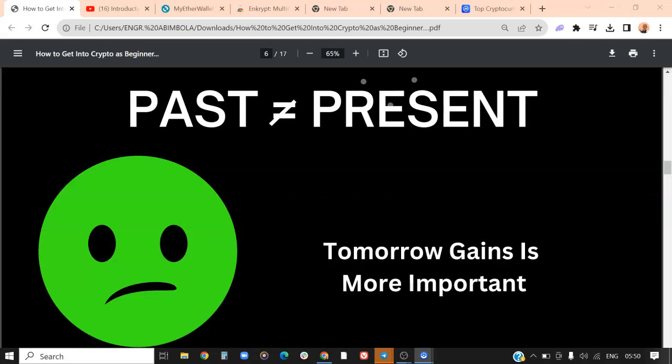The past gains, the historical price action, do not determine the future price action. Know this. A typical example of this was the last bull market. People were expecting the likes of Litecoin, Ethereum Classic to pump. What happened? The story changed. Only the new coins began to pump. Only the new tokens began to pump.